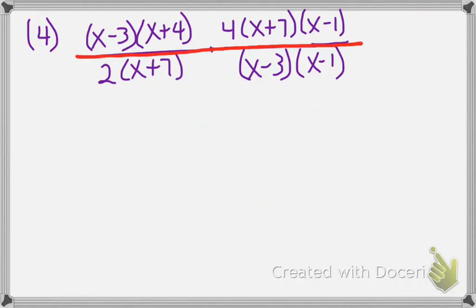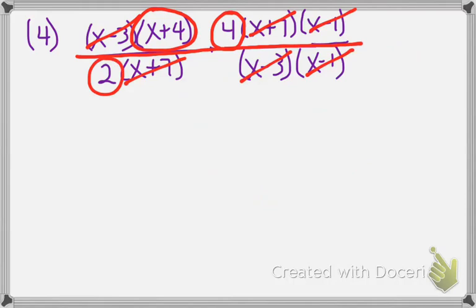So I can see x minus 3 cancels top and bottom. I have x plus 7 cancels top to bottom. I have x minus 1 cancels top to bottom. And I'm left with the x plus 4 and a 4 and a 2. So I'm going to cancel just a little bit more because the 2 and the 4 can be reduced. So I'm going to reduce the 2 to 1, and I'm going to reduce the 4 to a 2.